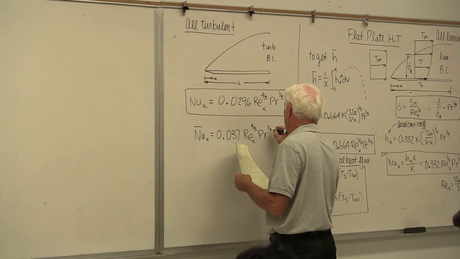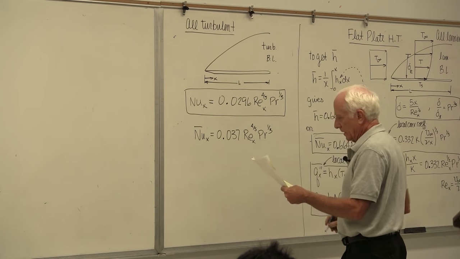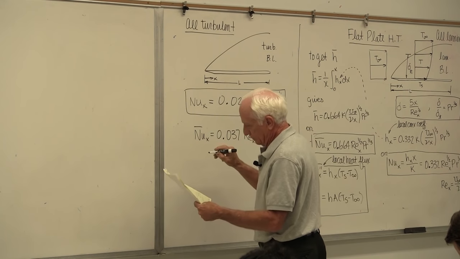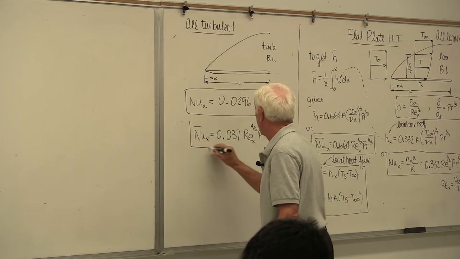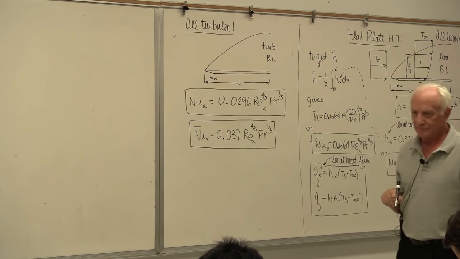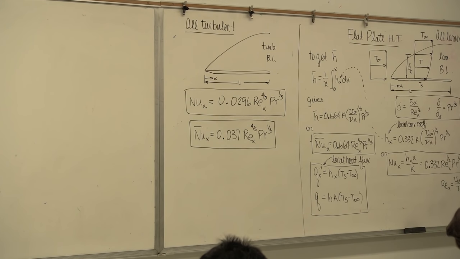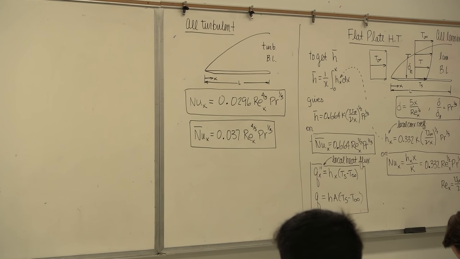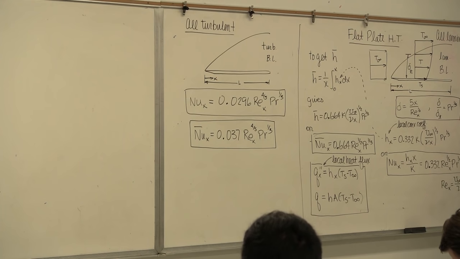Prandtl to the 1/3. And again, that's for Prandtl number from 0.6 to 60. What if it's not in that range? You go on a search. You find it. It's out there in literature. In our class, it'll always be between 0.6 and 60, so don't have to worry about that.